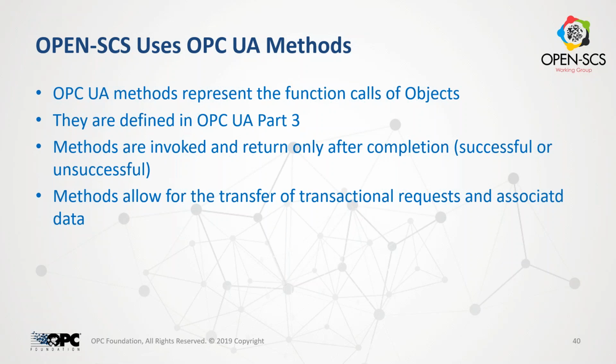Now, if you're not familiar with that, let me just explain that a little bit. OPC UA represents the information to be exchanged as objects. So, software person, you know what that means. It's a collection of data which has a very unique and well-defined structure. There is a part of OPC UA called methods, which are defined in OPC UA Part 3, that are basically service calls on these objects. So they're invoked and they return upon completion, successful or not. They allow transactional requests and associated data.